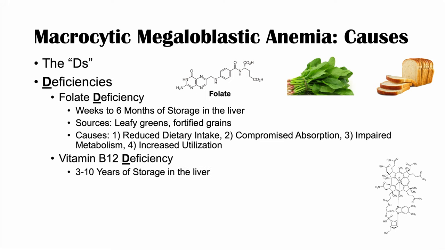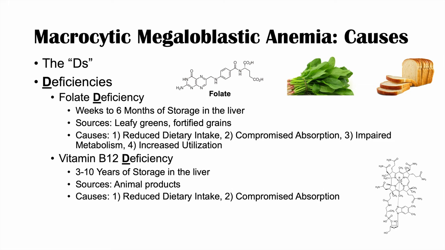So vitamin B12 deficiency can be caused by several mechanisms. We generally have 3 to 10 years of storage in our liver. Sources of vitamin B12, generally speaking, are animal products. There are a couple of different ways you can get vitamin B12 deficiency. One is reduced dietary intake, so perhaps a vegan who is not supplementing their diet appropriately. And number two is compromised absorption.